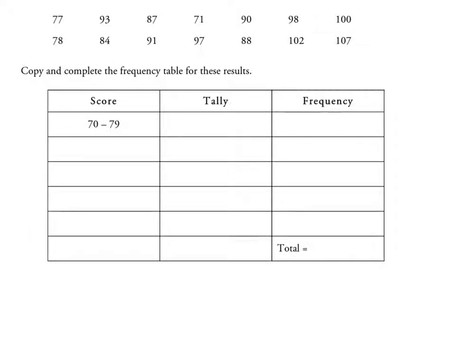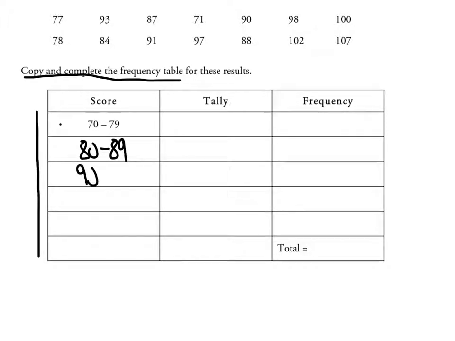This question wants us to copy and complete the frequency table. Now the first thing we need to complete is the score column, because we've only got the first one of 70 to 79. So this is obviously going up in 10, so that's the first one's all the 70s, so the next one's going to be all the 80s, so 80 to 89. We have 90 to 99, 100 to 109, and then 110 to 119.